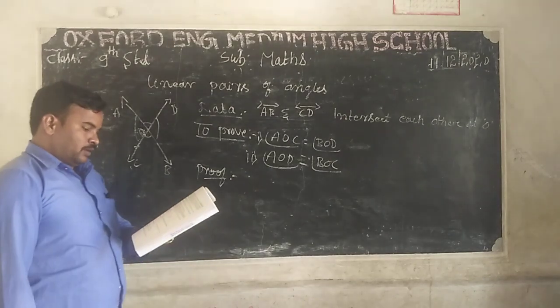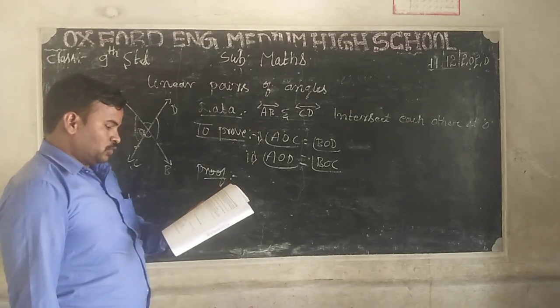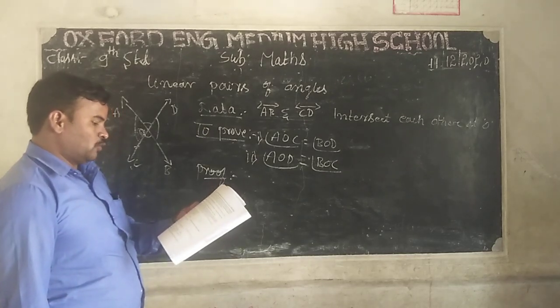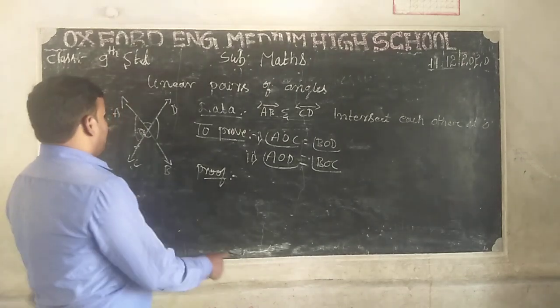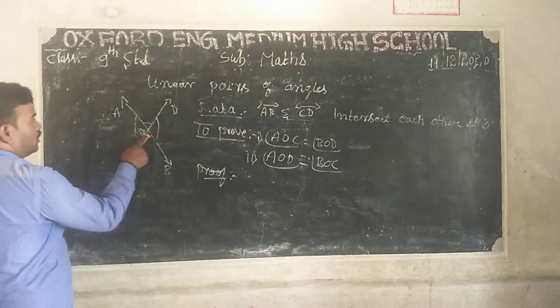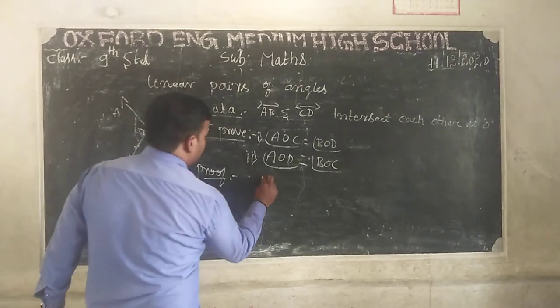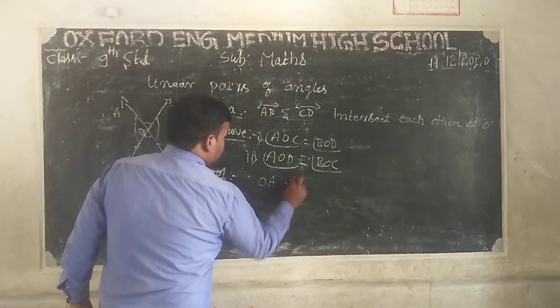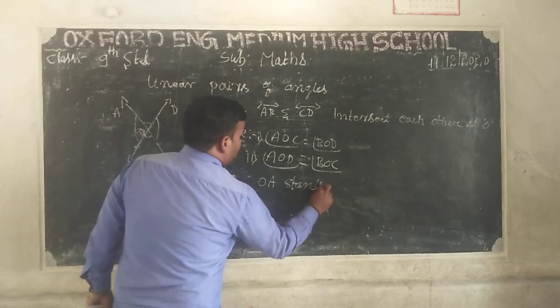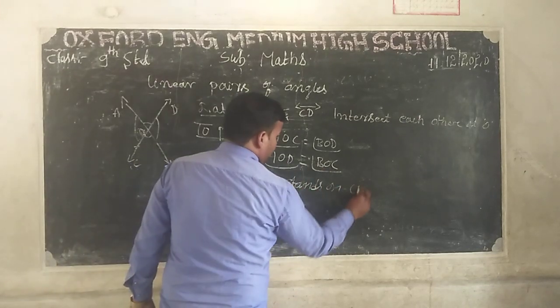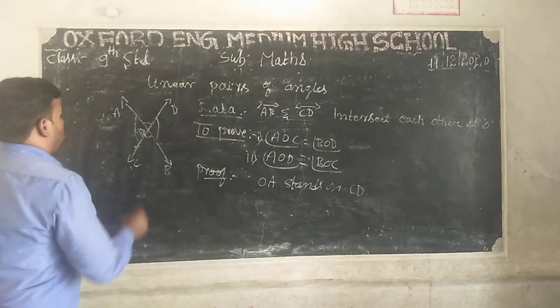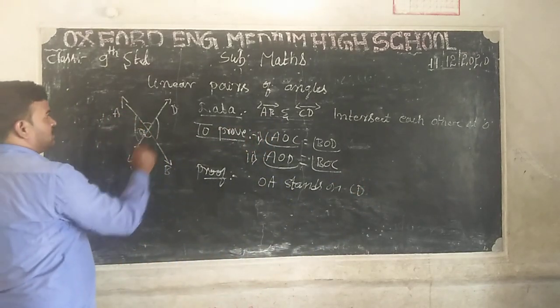AOC and BOD, we have to prove that AOC is equal to BOD, and AOD is equal to BOC. OA stands on line AD. OA stands on DC or CD, right? Line OA stands on CD.